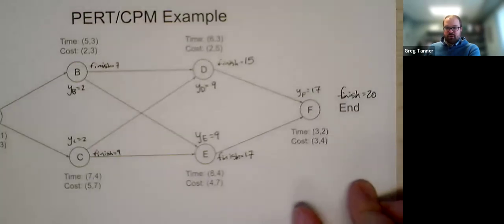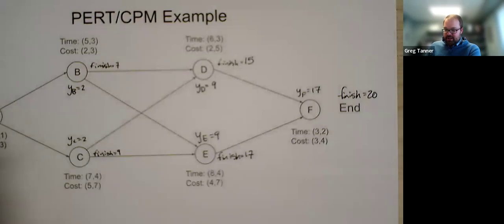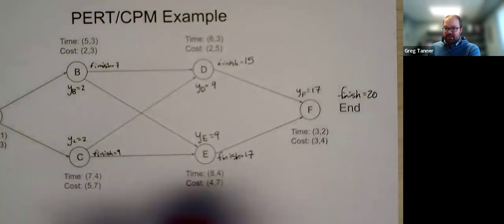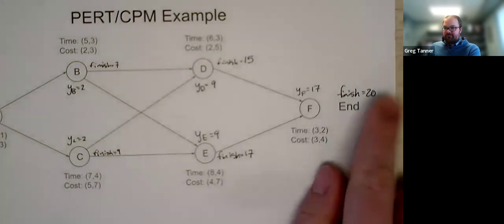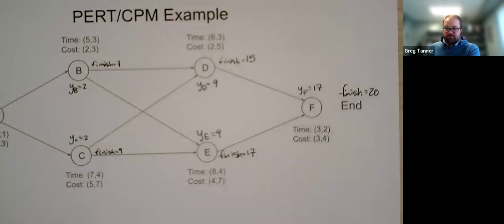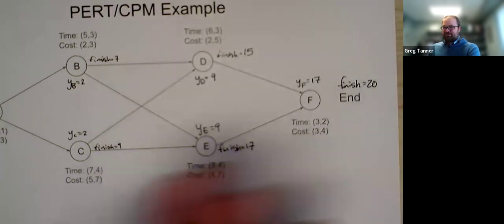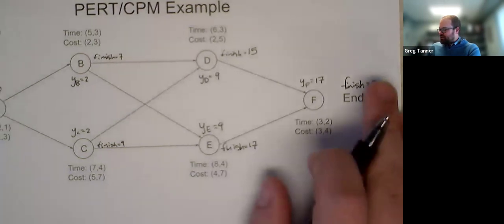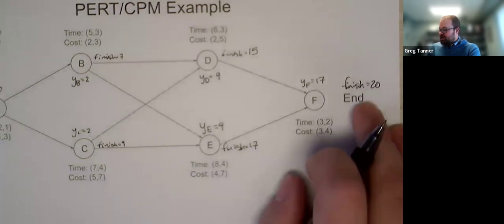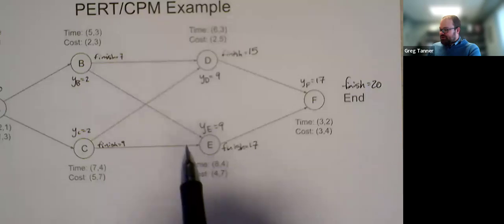Okay. So if we don't crash any of the activities, if we just allow them to take their normal time, we can finish the project in 20 units of time. So whether those are days, weeks, months, or hours kind of depends on the context of the problem. I left the units off just to make this easy. But overall, we can finish this in 20 units of time. And so what's the critical path?